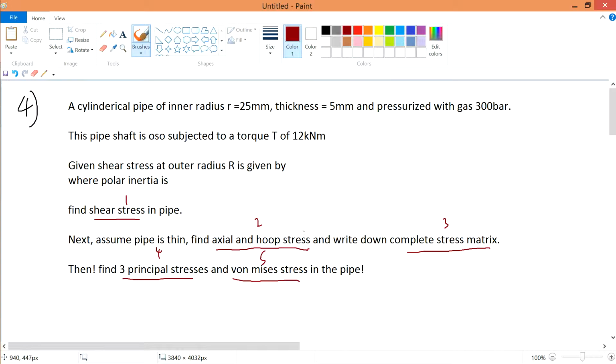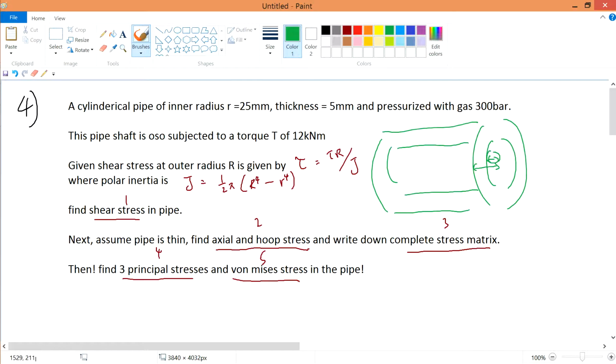Let's start. This question asks us to find our shear stress first. So this shear stress is this one. Just take note that the outer radius is r. Let's start off with how the question is set up.